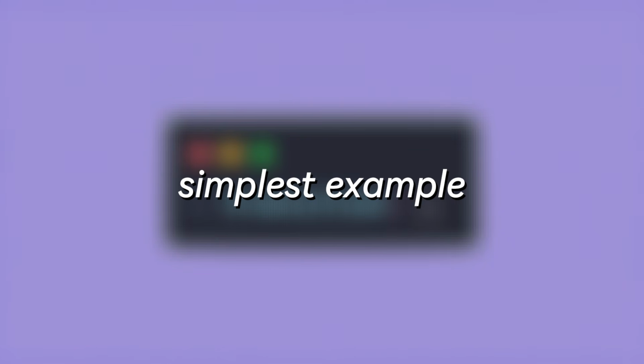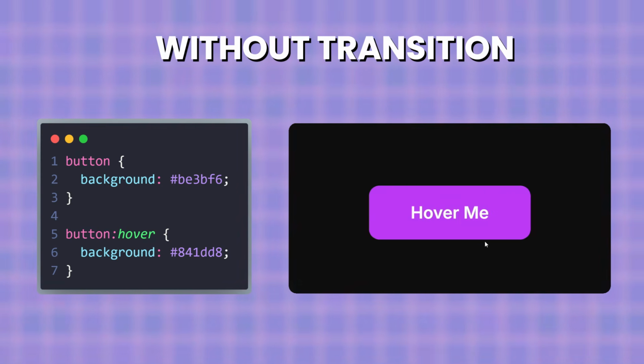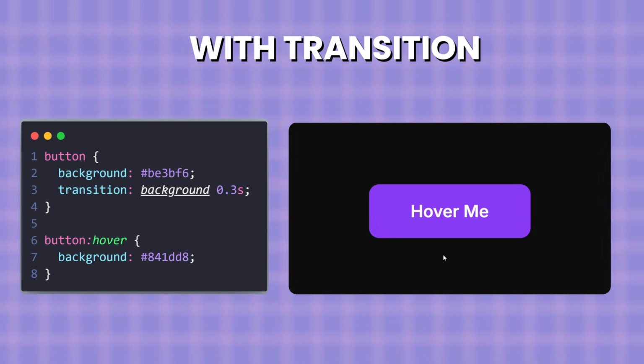Here's the simplest example. Without that transition line, instant color change. With it, smooth. The browser figures out every step between the two colors automatically. That's the whole idea. Now let's break it into its 4 parts.